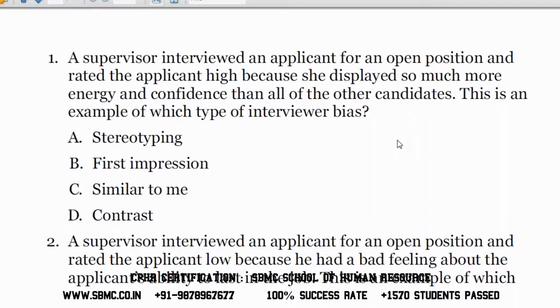First impression. The applicant was rated highly only because she displays so much energy and confidence all over. This is an example of which type of interview rating error? So what is the answer? You also join and give the answer. For the interview, the applicant was rated highly because they display much more energy and confidence than others.